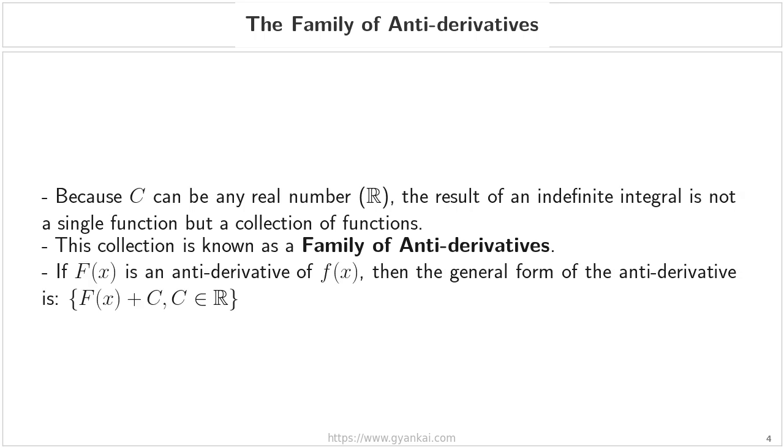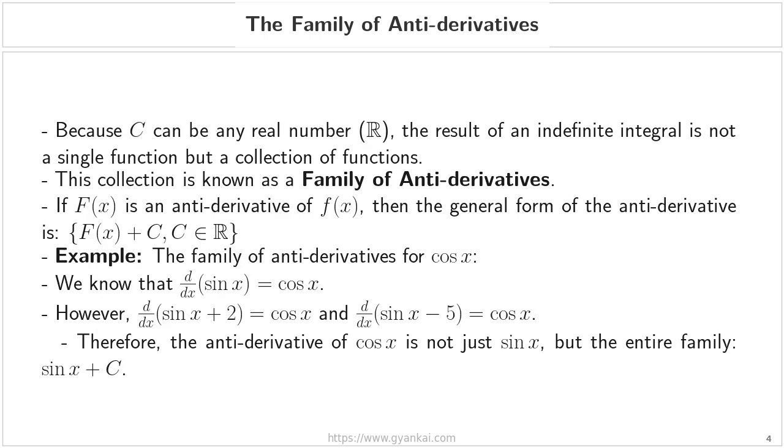Now, let's look at the mathematical representation. If F of x is an antiderivative of f of x, then the general form of the antiderivative is F of x plus c, where c belongs to the set of real numbers. What this means is, if we find one function, let's call it F of x, whose derivative is f of x, then all possible antiderivatives are represented by that function plus any constant. See the curly braces and the notation. c belongs to the set of real numbers. Simply emphasize that c can be any real number.